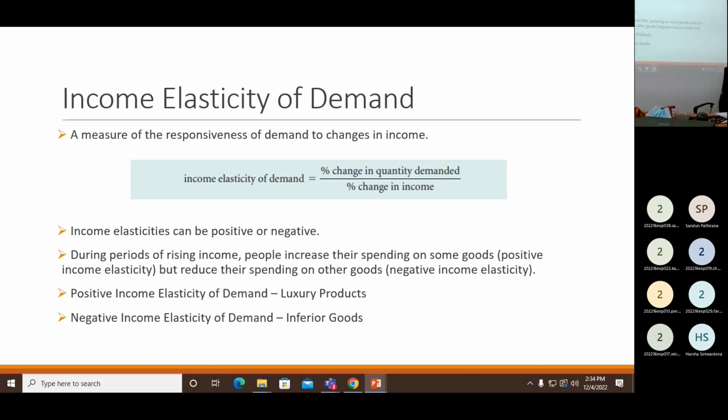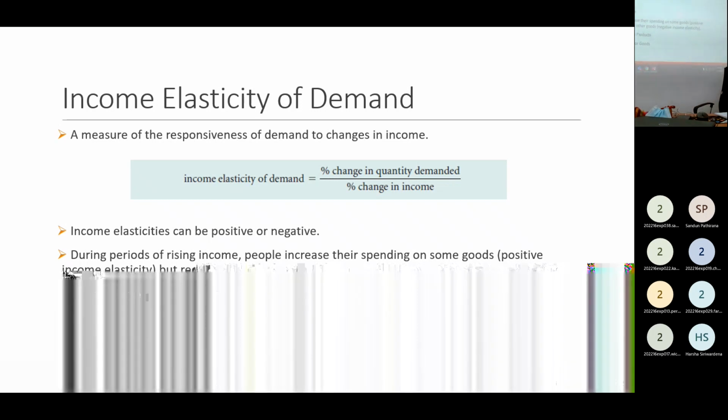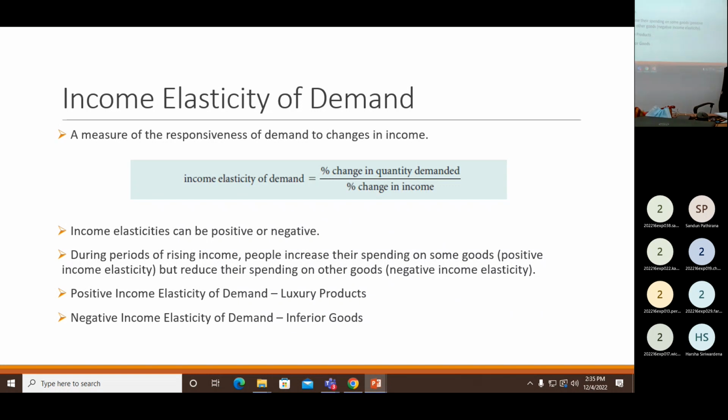For example, the examples we used to take a long time ago were margarine and butter. Margarine is usually considered to be an inferior good. But now in Sri Lanka, margarine is not an inferior good. It's really expensive, right? Usually margarine used to be inferior, butter used to be superior. So if your income rises, if you were consuming margarine, you will drop margarine and move to butter, because that's better in terms of quality, nutrients and everything. So with regard to margarine, there's a negative income elasticity of demand.